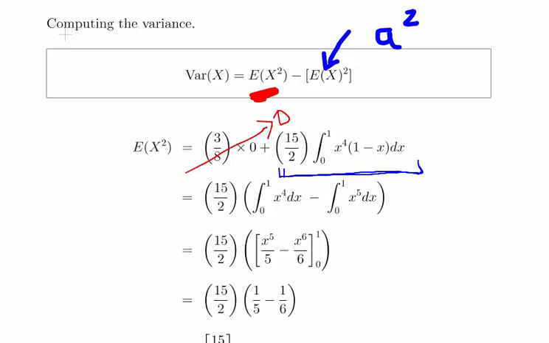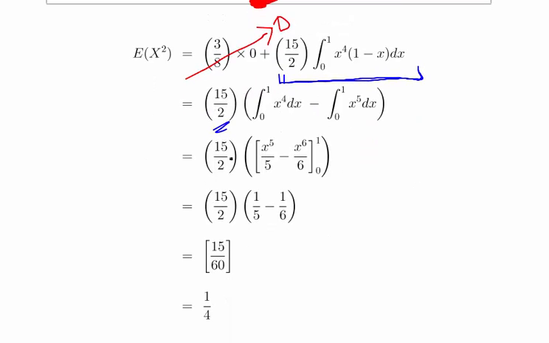And again, this is a definite integral. So b here is 15 over 2, 7.5 if you prefer. We're integrating x to the power of 4 minus x to the power of 5. When we integrate that, we get x to the power of 5 over 5 minus x to the power of 6 over 6, and our limits of integration are once again 1 and 0. This simplifies down to 15 over 2 times 1 over 5 minus 1 over 6, which is 1 over 30. So we end up with 15 over 60, which is 1/4.